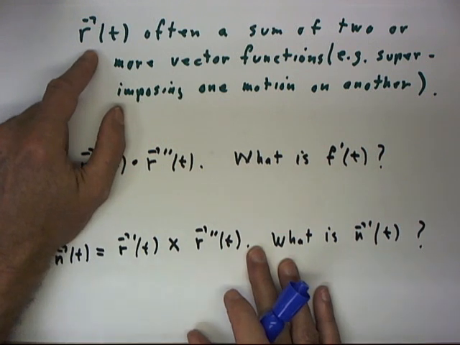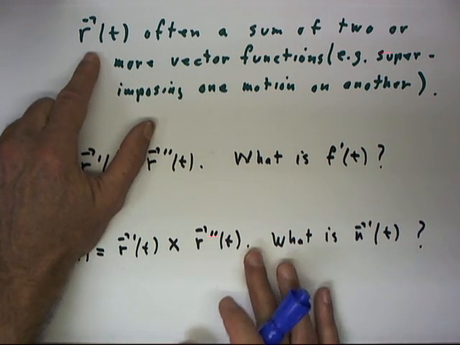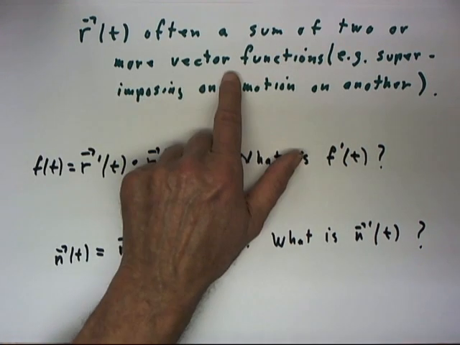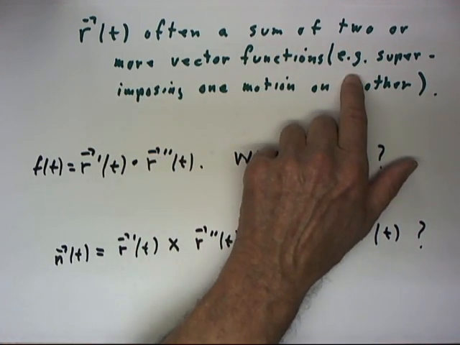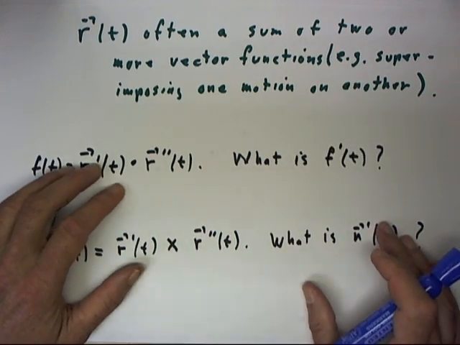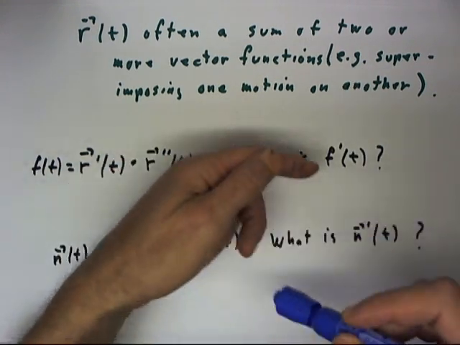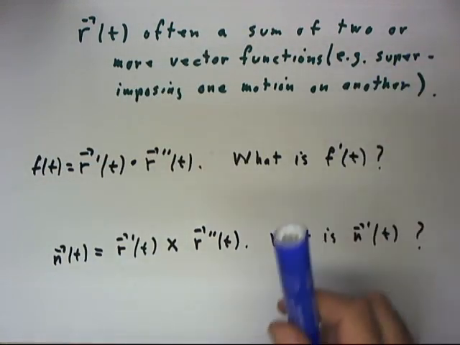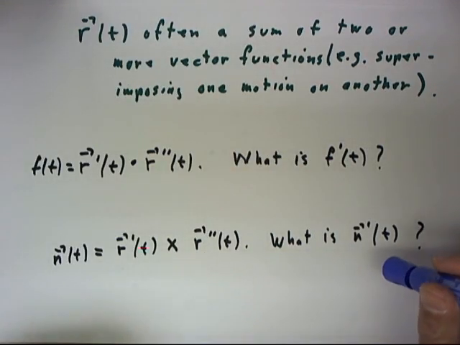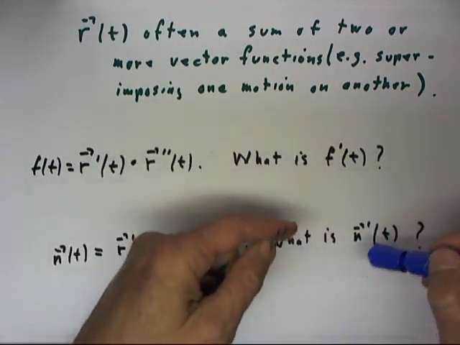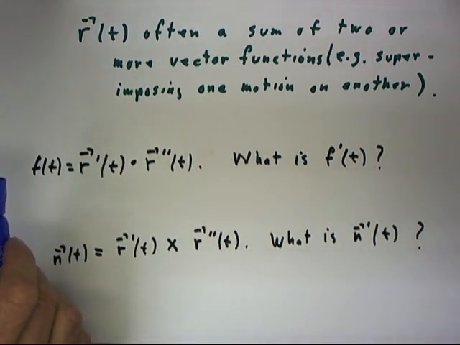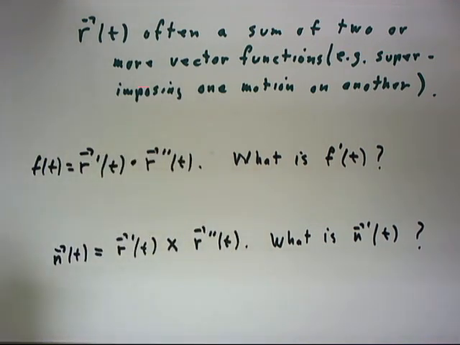Okay, we've seen that there are cases, we've illustrated at least one case where it's profitable to express our R of t as a sum of 2 or more vector functions. And in our very first example of the beam rotating around the point that's rotating around the circle, we were superimposing the motion around the big circle with the motion of the beam. And there are many other situations where it's good to do this.